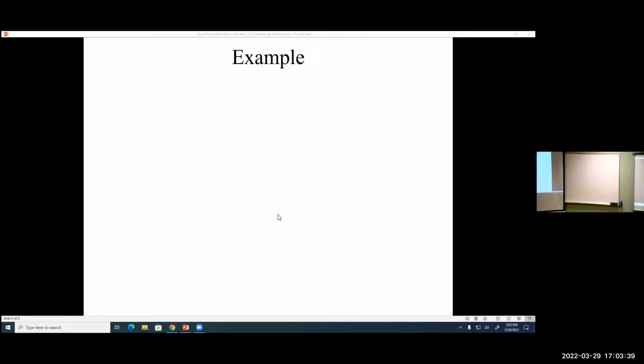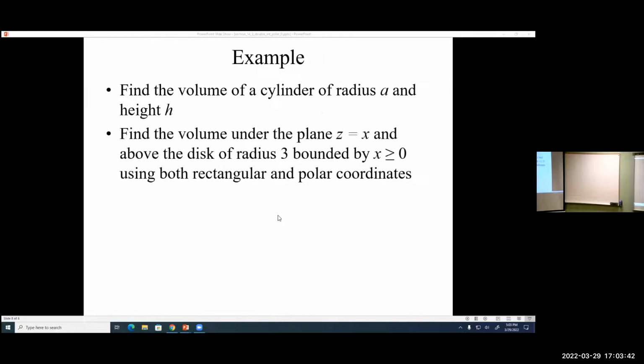So let's take a look at an example. I'm going to do this one here. Let's do the second one. The volume under the plane z equals x, above the disk of radius 3, bounded by x greater than or equal to 0. And we'll look at it both in rectangular and polar so we can decide what we like better.